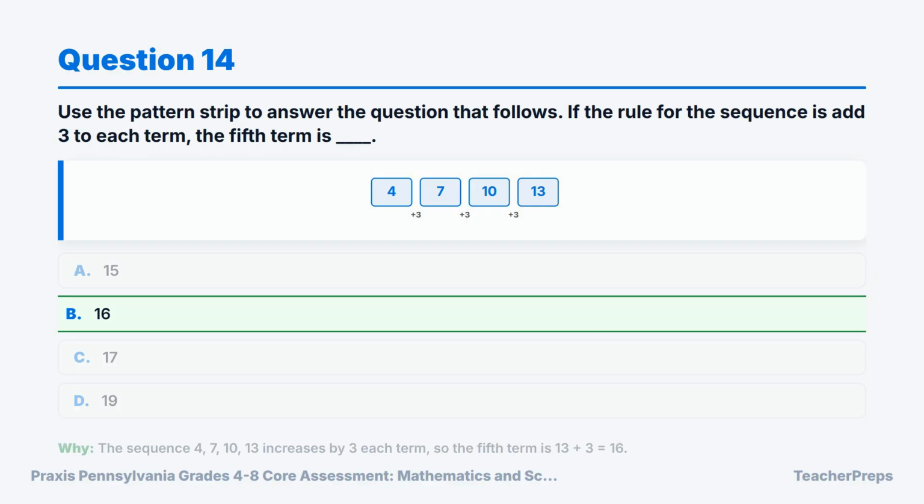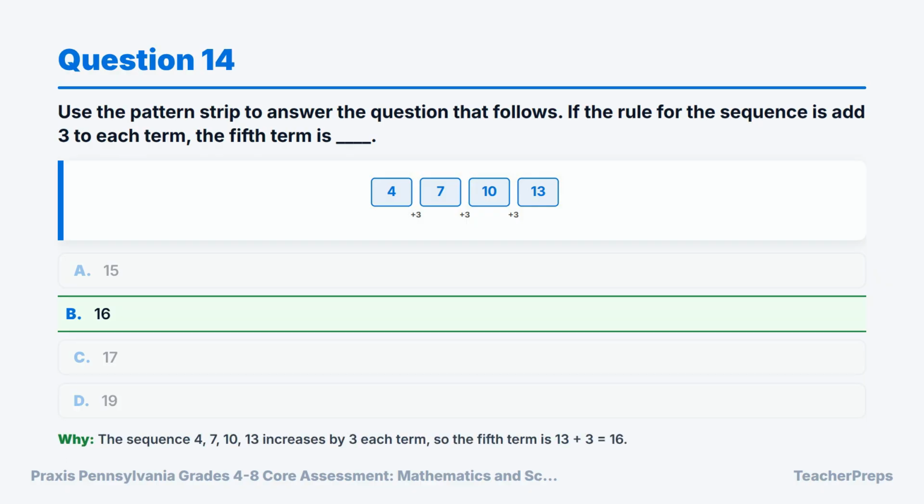The correct answer is B, 16. The sequence 4, 7, 10, 13 increases by 3 each term, so the fifth term is 13 plus 3 is equal to 16.